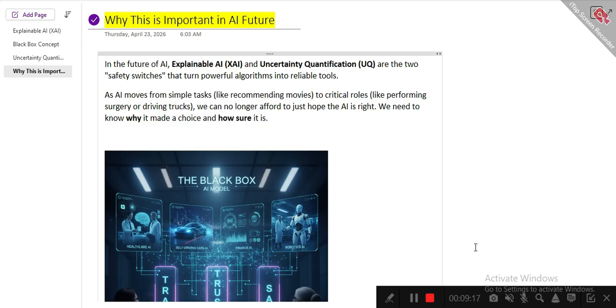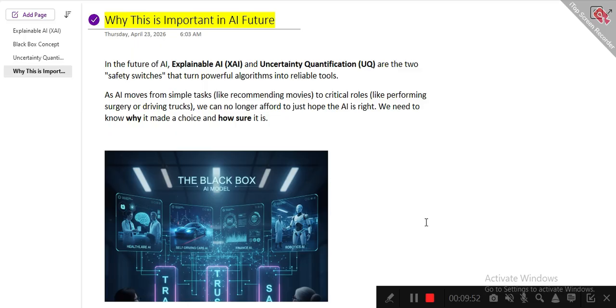In a simple self-driving car example, imagine a self-driving car suddenly brakes. You ask, why did it stop? If it explains that it stopped because a pedestrian was detected, you feel safe. If it gives no reason, you feel scared.